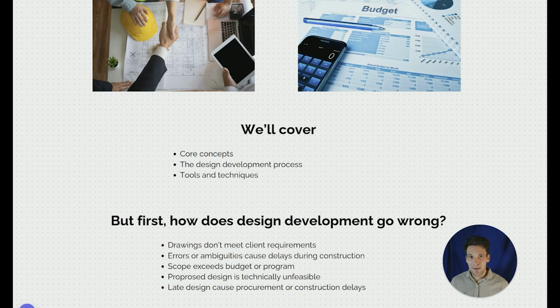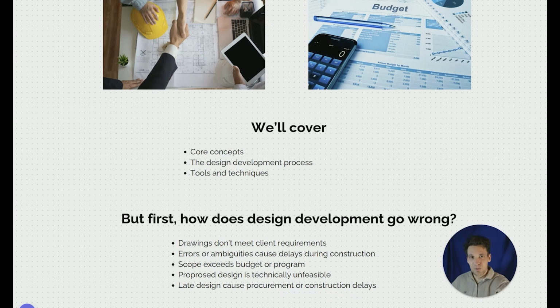There could be errors or ambiguities that cause delays to the construction. Say we're about to start construction of a concrete slab, the surveyor goes to set it out, and then we realize the levels are all wrong, and we suddenly lose 2 weeks going back to the design team to get the RFI clarified. So we could have originally budgeted to build something.